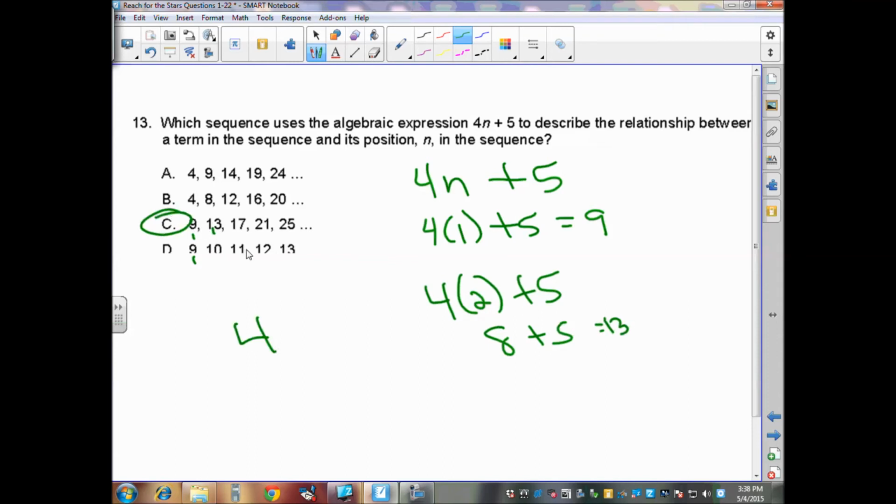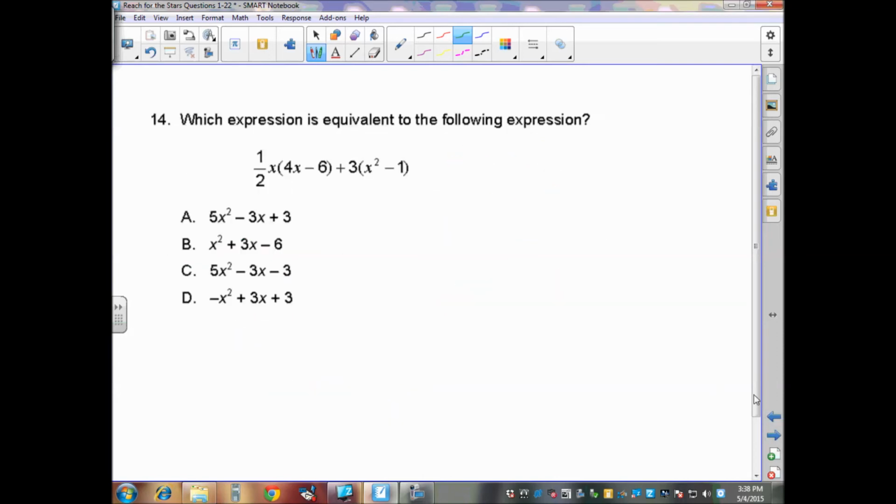Just to check, you could do the third term. 4 times 3 is 12, plus 5, 17. Fourth term, 4 times 4 is 16, plus 5, 21. Fifth term, 4 times 5 is 20, plus 5 is 25. So your answer is C.